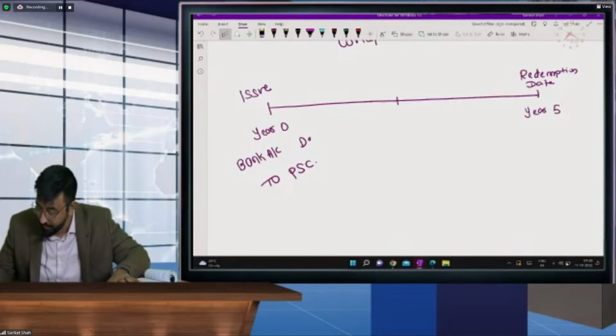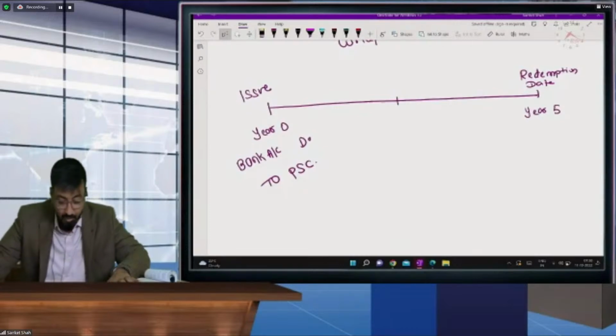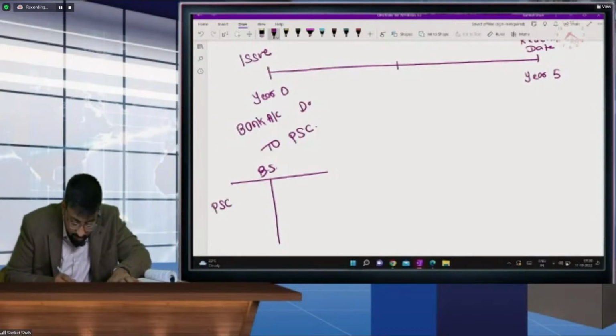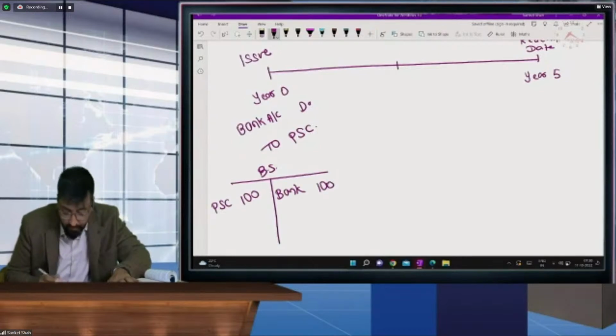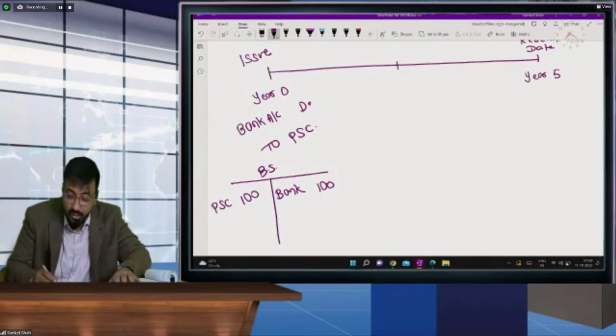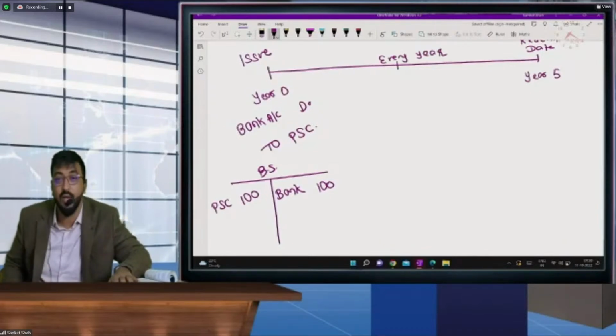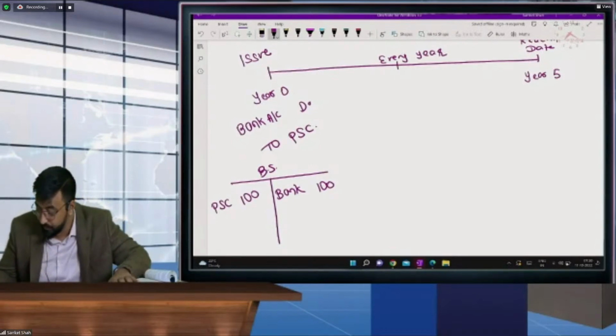Chalo. So bank account debit to preference share capital. Now how is your balance sheet going to reflect in that case? Assume 100 rupees. Preference share capital 100, bank 100. Now every year, what is the entry that you are going to pass? You can tell me. Every year, what is the entry, beta?